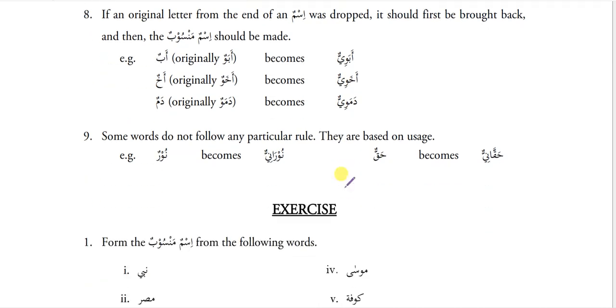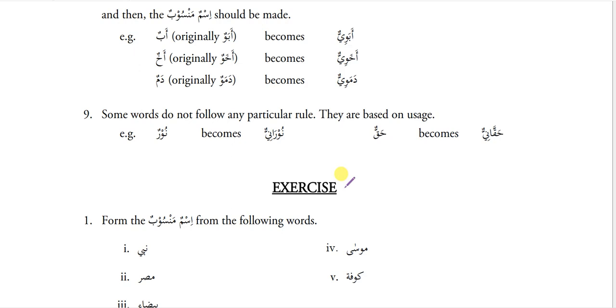If an original letter from the end of an ism was dropped, it should first be brought back, and then the ism mansoob should be made. So from abun, the waw is added first and then it becomes abawiyun or akhawiyun.